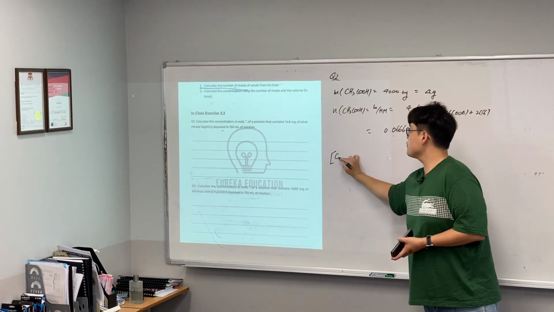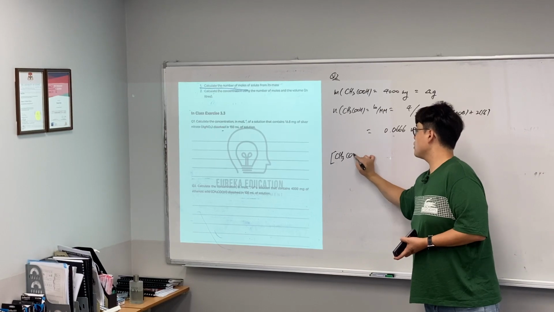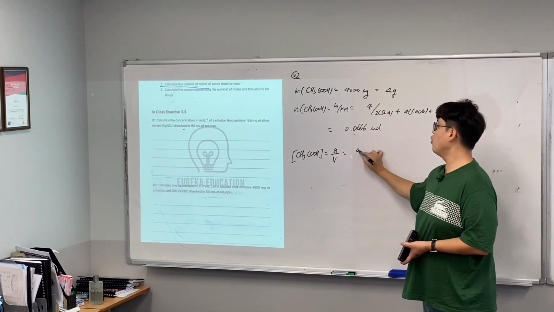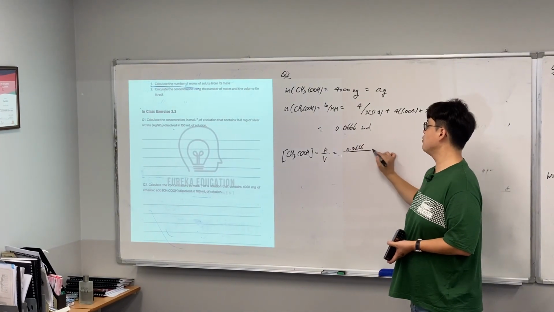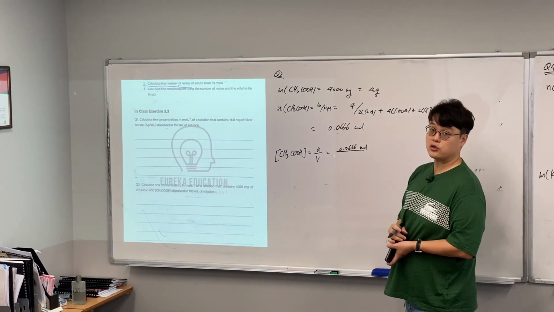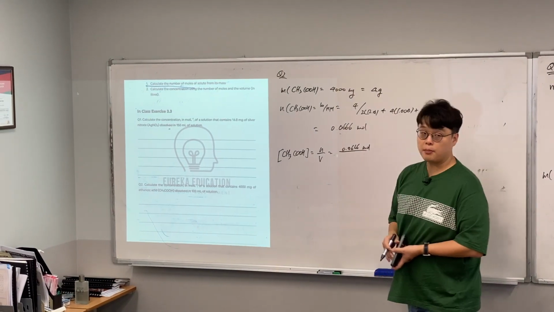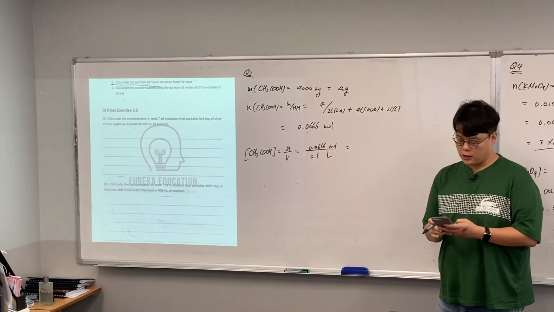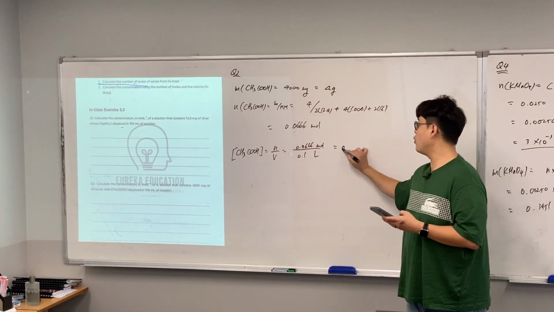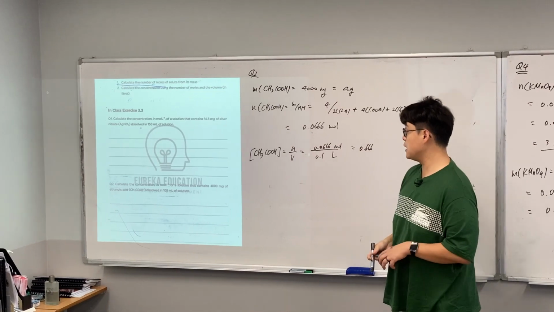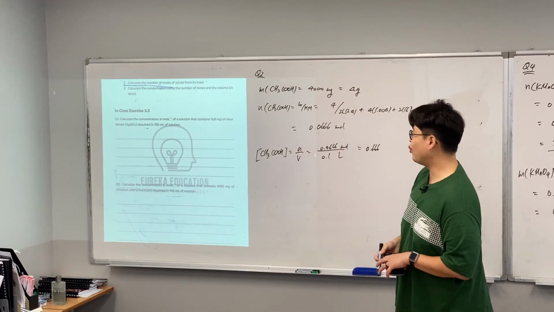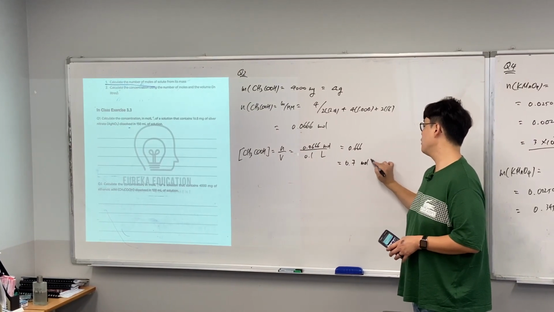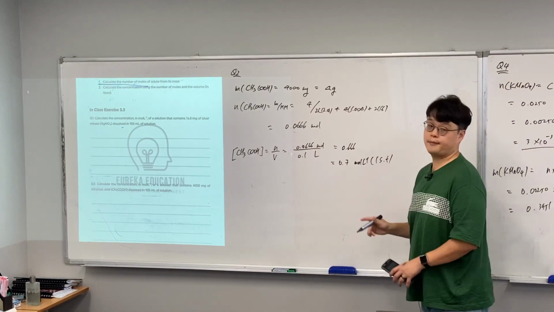Then the concentration of the ethanoic acid, CH3COOH, can be found by n over V again too. So we are given 0.0666 moles at the numerator. In your denominator, we have 100 mL, so convert that into 0.1 liter. So that divided by 0.1, you should get 0.666. Given sig figs of 1, this is the same as 0.7 mole per liter in 1 sig fig.